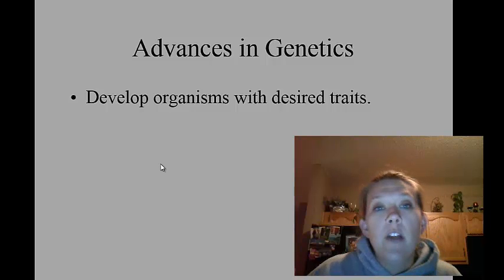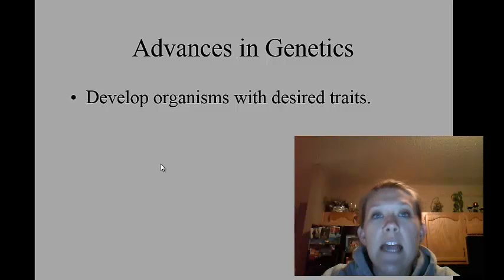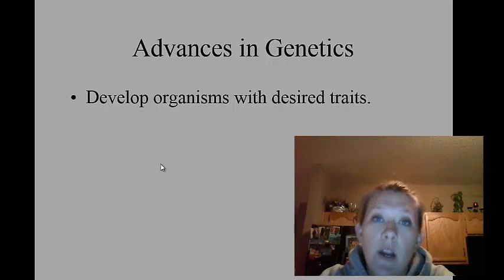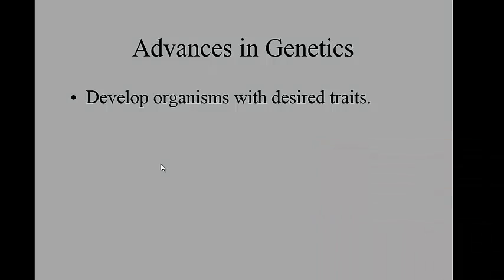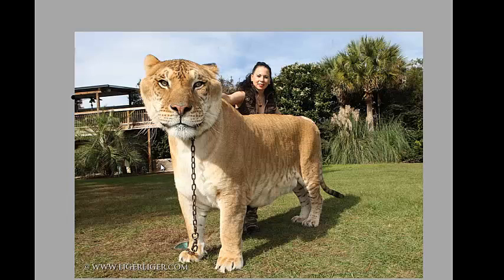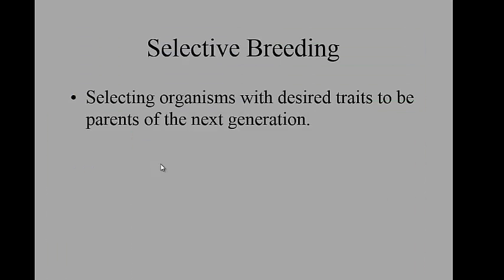So today we're going to talk a little bit about advances in genetics. Basically, what this means is that we are going to choose organisms that have desired traits, and we're going to work to develop those traits to get what we want. So we're going to answer questions like, how does a liger happen, and why are labradoodles so popular?